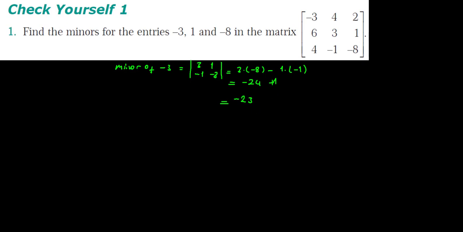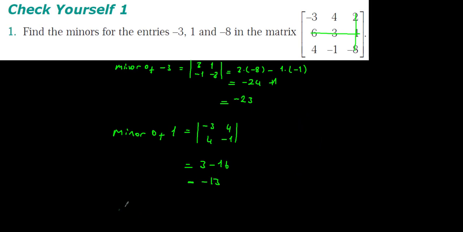Now I'm going to find the minor of 1. Here I'm going to close its row and column, so the minor of 1 is the determinant of -3, 4 and -1, which is equal to -3 times -1, that is 3, minus 4 times 4, that is 16. So 3 minus 16 is going to be equal to -13.